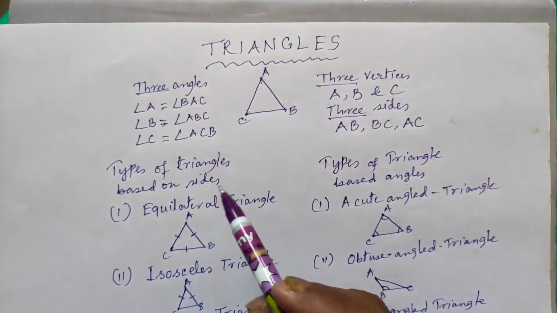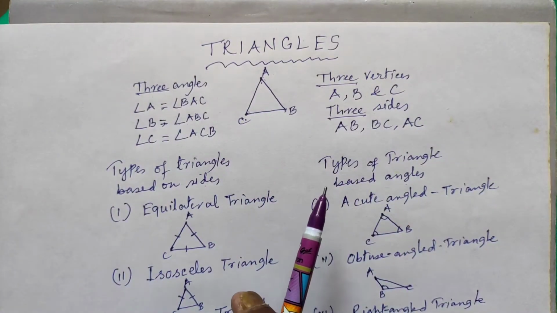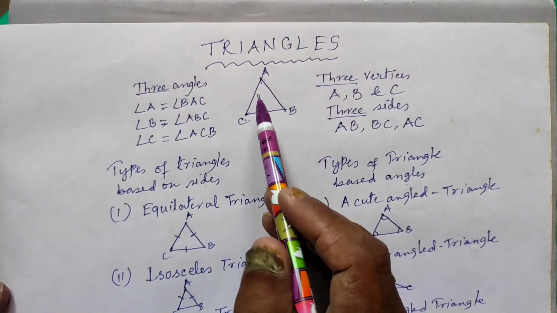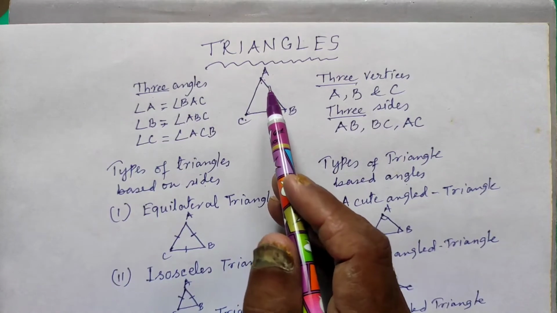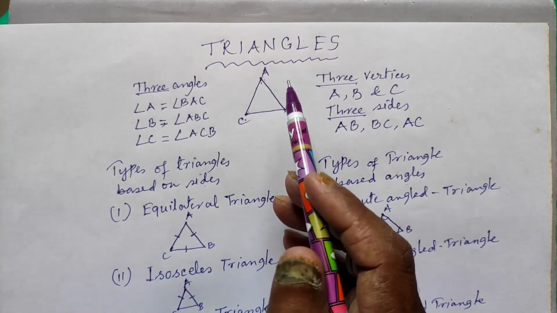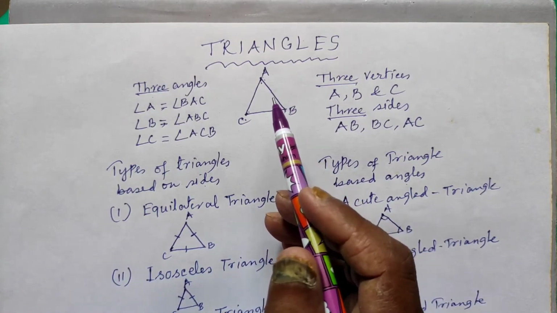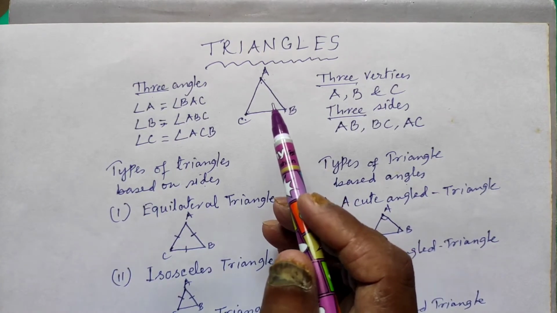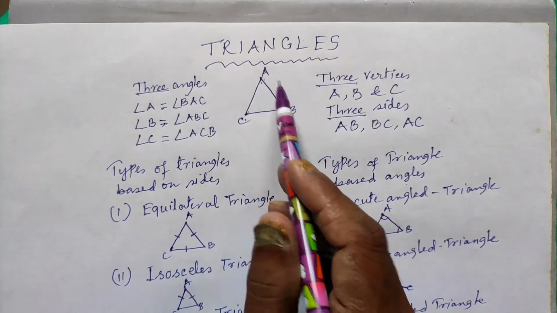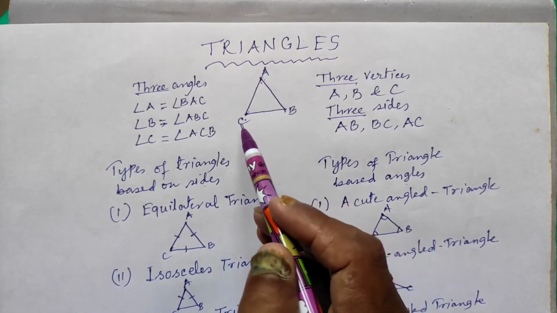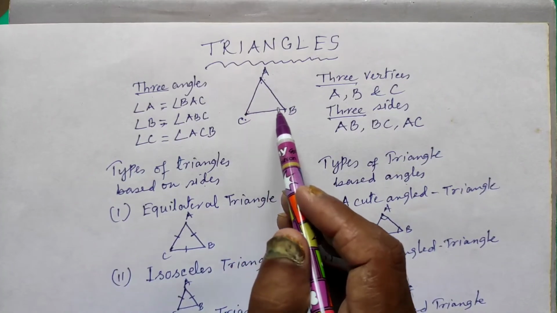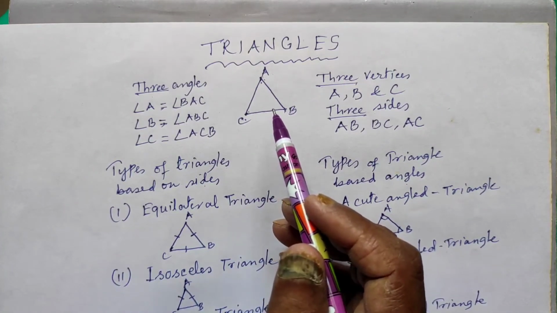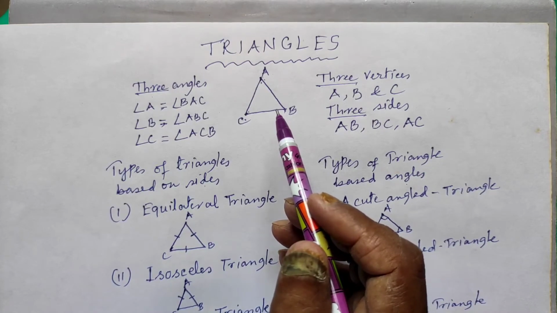There are different triangles, but before we go for the triangles, I'd like to explain to you what a triangle is. A triangle is a closed plane figure bounded by three line segments. You can see I have drawn over here A, B, C. This is a triangle because this is a plane figure bounded by three line segments.